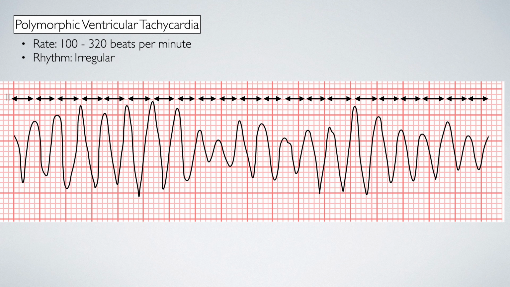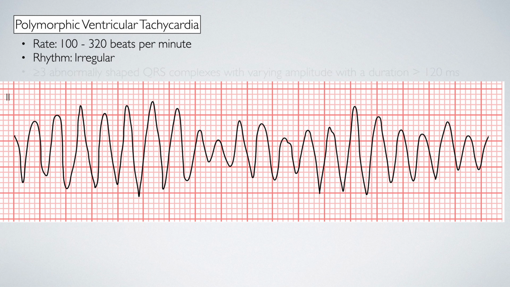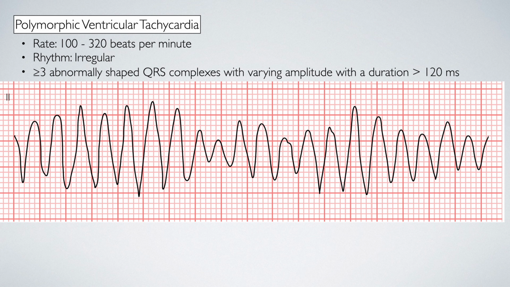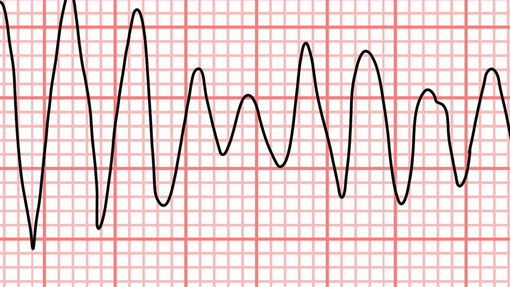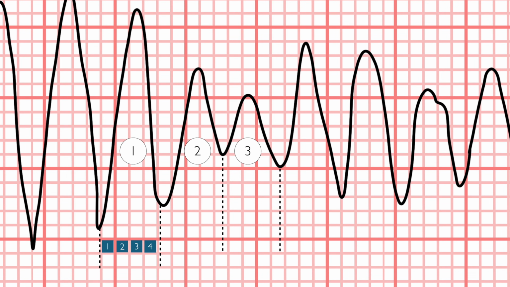The rhythm is irregular, but this can be difficult to appreciate in fast arrhythmias because the RR intervals become very short. There needs to be 3 or more abnormal QRS complexes with varying amplitude and morphology, and they must have a duration equal to or greater than 120 milliseconds, which is 3 small squares. If we select these 3 complexes, you can see that they have varying height and morphology, and the duration of each complex is greater than 3 small squares.